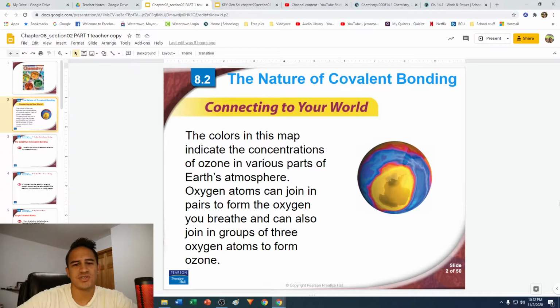This video is going to be broken up into two parts because this section is a bit long and there is a lot of information, so I didn't want to do it all in one go. In this section we're going to learn about the nature of covalent bonding and primarily learn how to draw structural formulas, which are basically molecules.